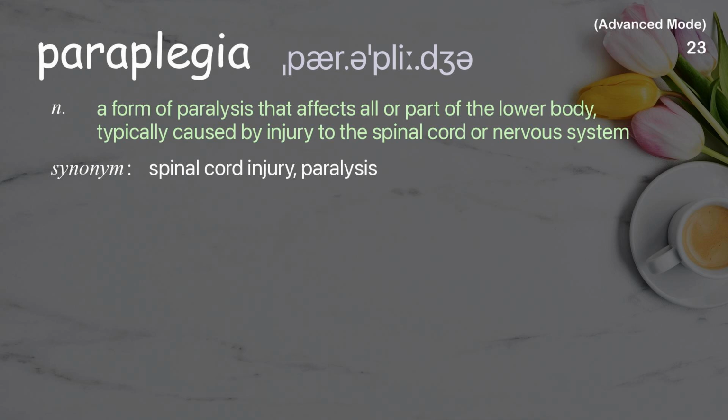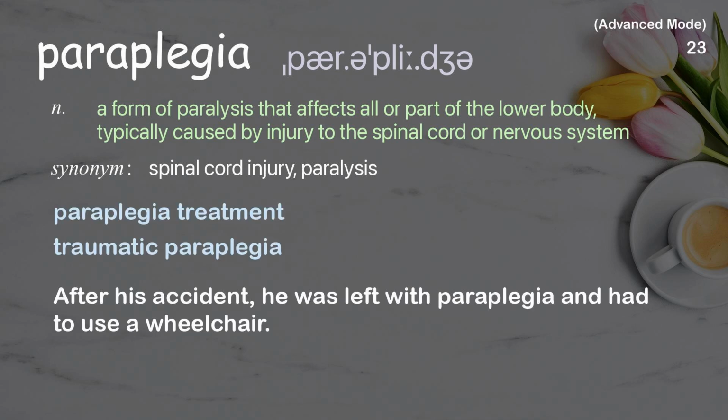Paraplegia. A form of paralysis that affects all or part of the lower body, typically caused by injury to the spinal cord or nervous system. Examples: paraplegia treatment, traumatic paraplegia. After his accident, he was left with paraplegia and had to use a wheelchair.